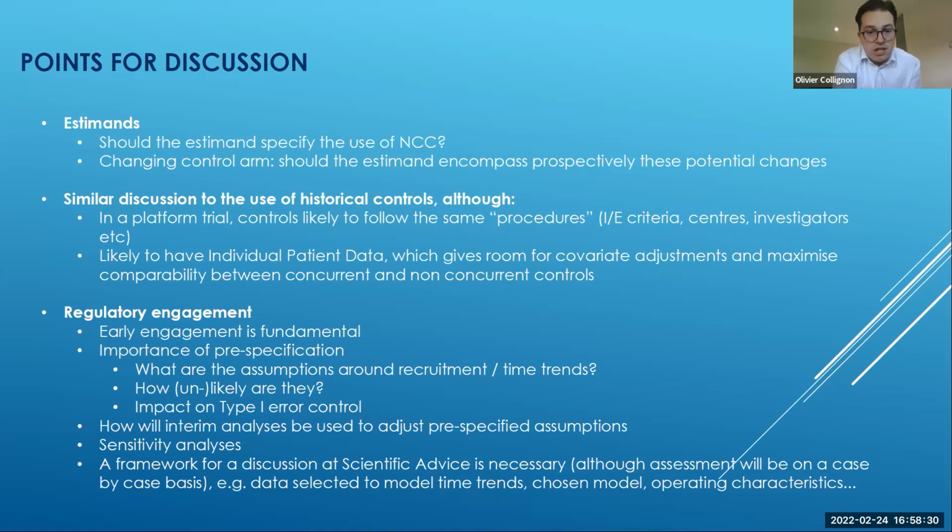Another point that has been discussed is the similarity with the use of historical controls. Although, of course, here we are more likely to follow the same procedures: inclusion and exclusion criteria can be the same, same centers, same investigators. And a good thing, of course, is that we have IPD in platform trials. It can help us maximize the comparability between concurrent and non-concurrent controls.